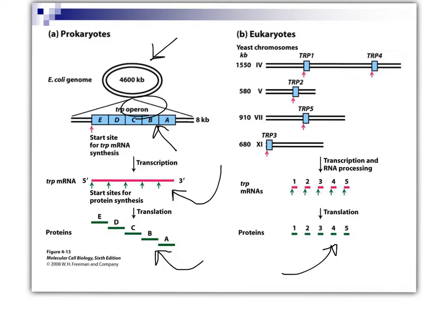Okay. So in eukaryotes, it's very different. Even if all of those particular proteins, 1 through 5, were all needed together, they are regulated and transcribed differently. Okay, they are all transcribed uniquely, independently of each other. That's what makes the operon different. All the genes that are going to be needed together are going to be transcribed together, and that's what makes an operon.